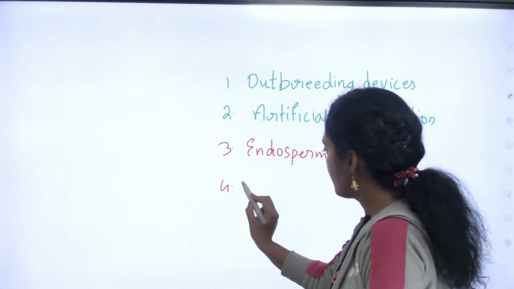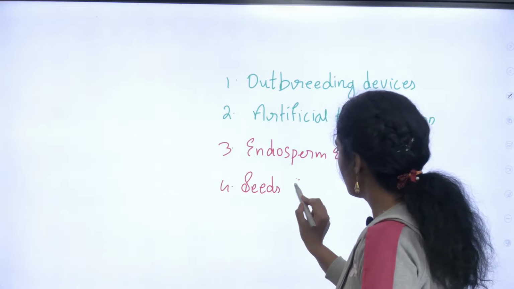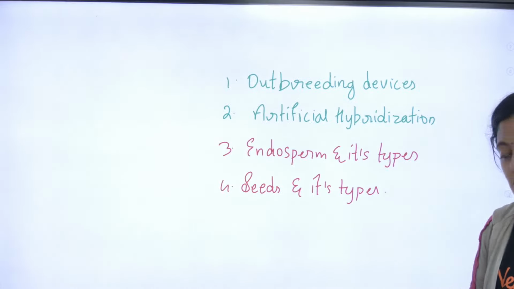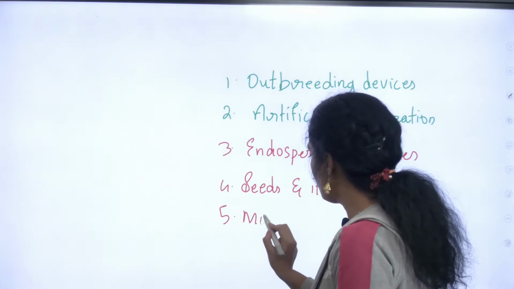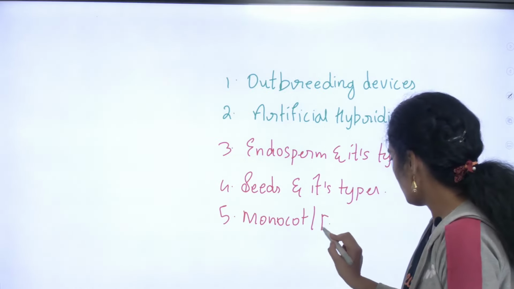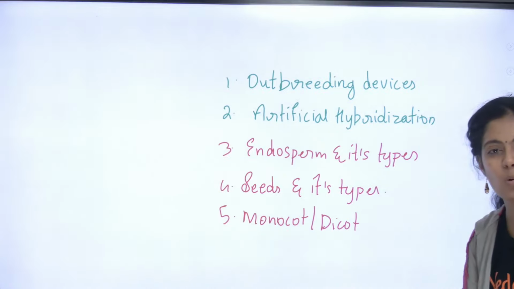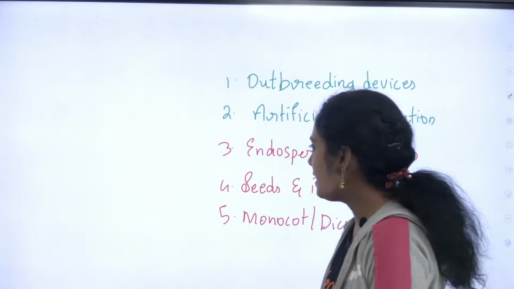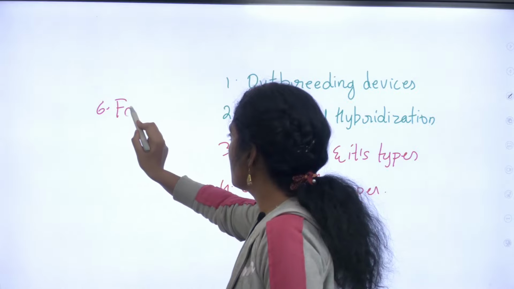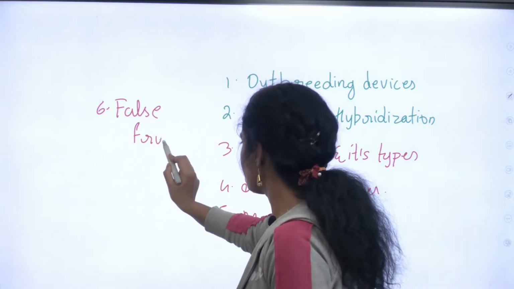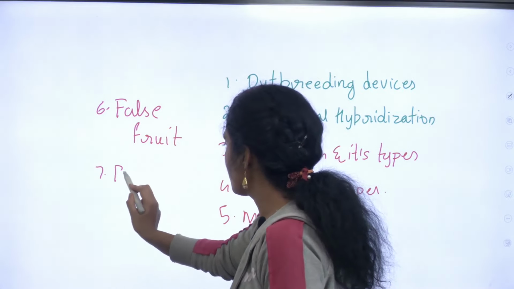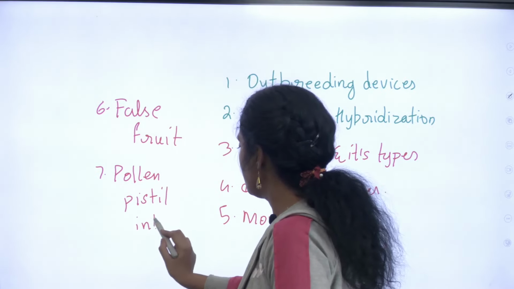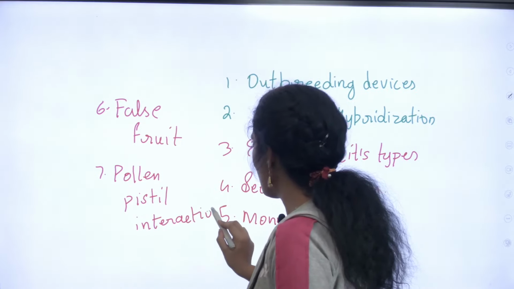Okay, then we have seeds and its types. Albuminous seed, non-albuminous seed, that you can actually understand. Diagram wise, you have to learn monocot embryo, dicot embryo. These are very, very important. Okay, so these are some of the most important questions that could be asked. Other than this, false fruit, and pollen pistil interaction. These are all very, very important questions, kids.